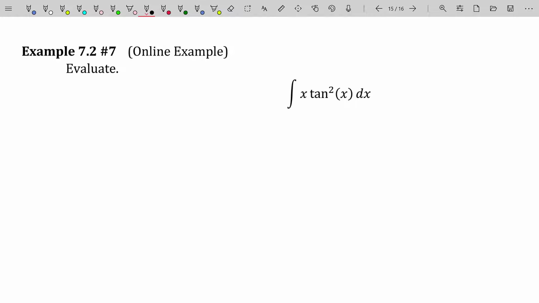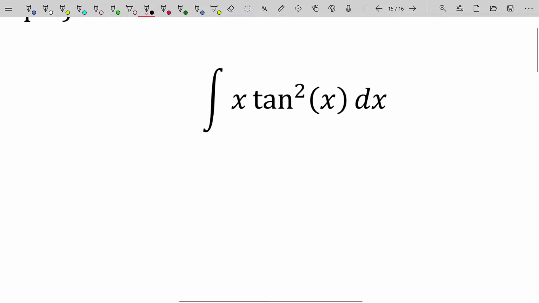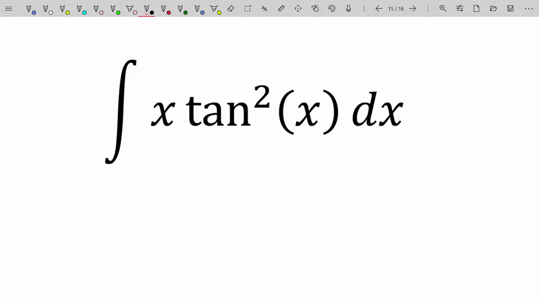The purpose of this video specifically is just to go through a single example of how you would integrate something like this. So we're evaluating the indefinite integral x tangent squared of x dx. Now this problem could be in a by parts section, or it could be in a U substitution section as long as you've learned integration by parts already.